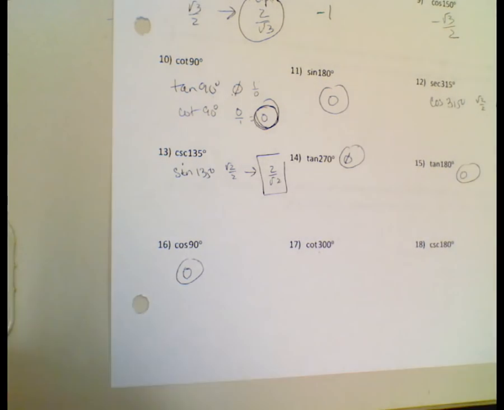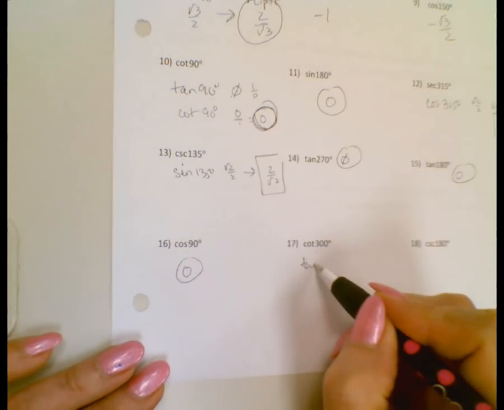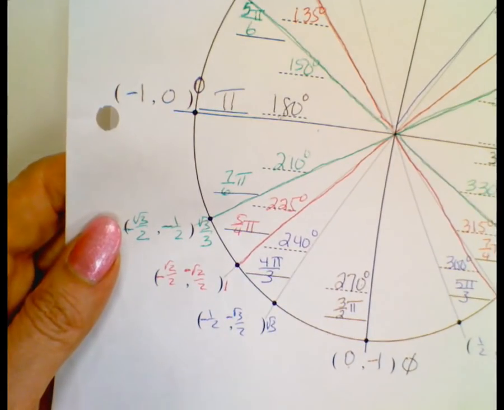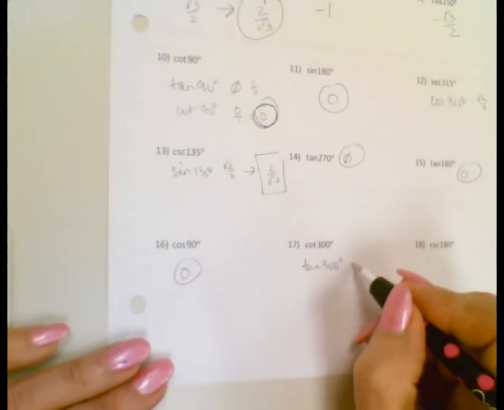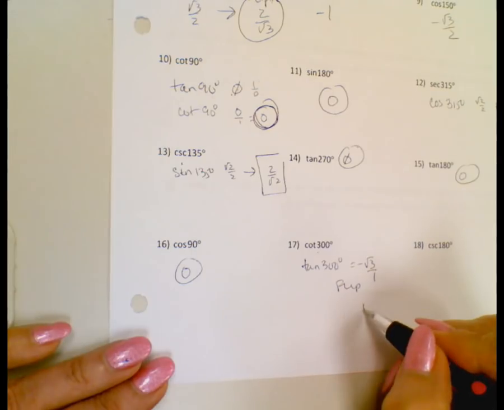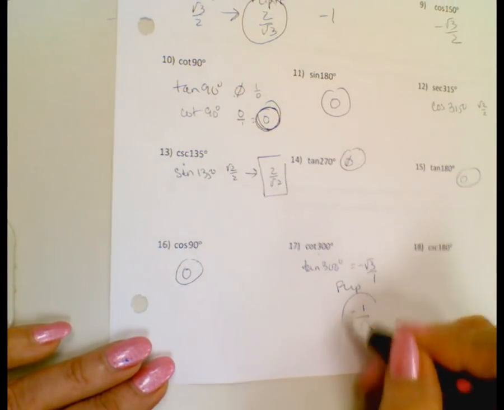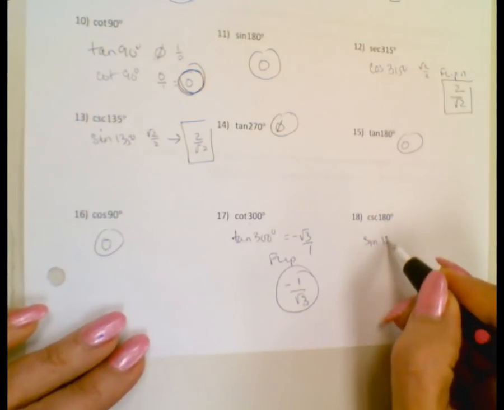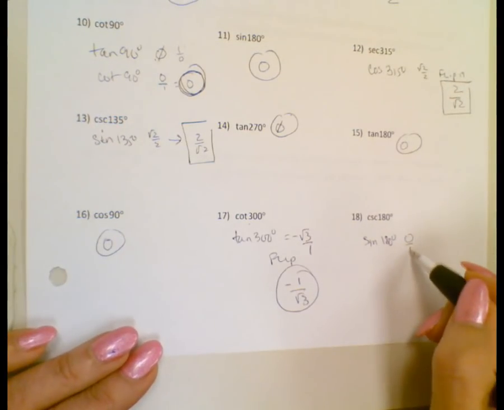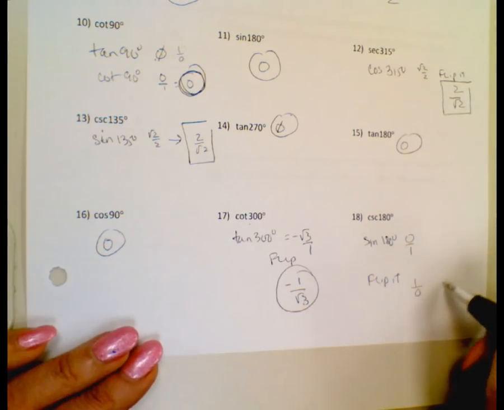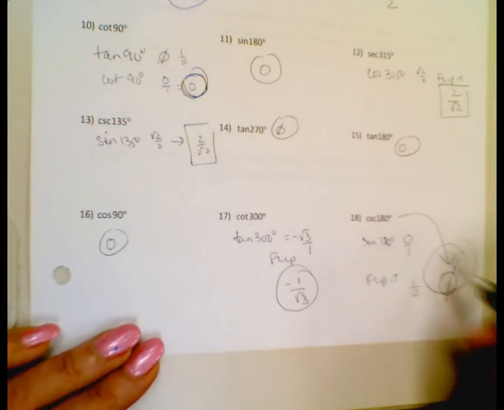Cotan of 300 is the reciprocal of the tan of 300. So tan of 300 is negative radical 3. So if you have to flip this, now remember this is over 1, your answer would be negative 1 over radical 3. And the cosecant of 180 is the reciprocal of the sine of 180. Sine of 180 is 0 over 1. If you flip this, it's 1 over 0, which is undefined. Cosecant of 180 is undefined.